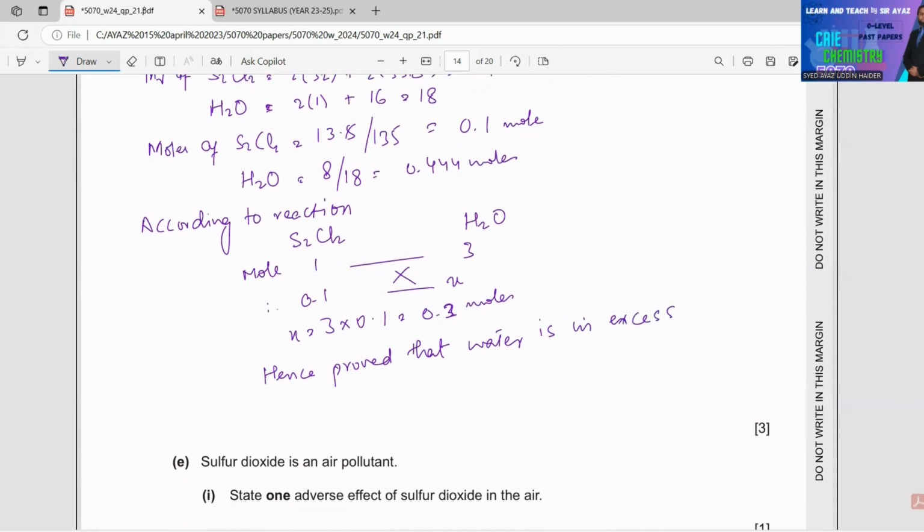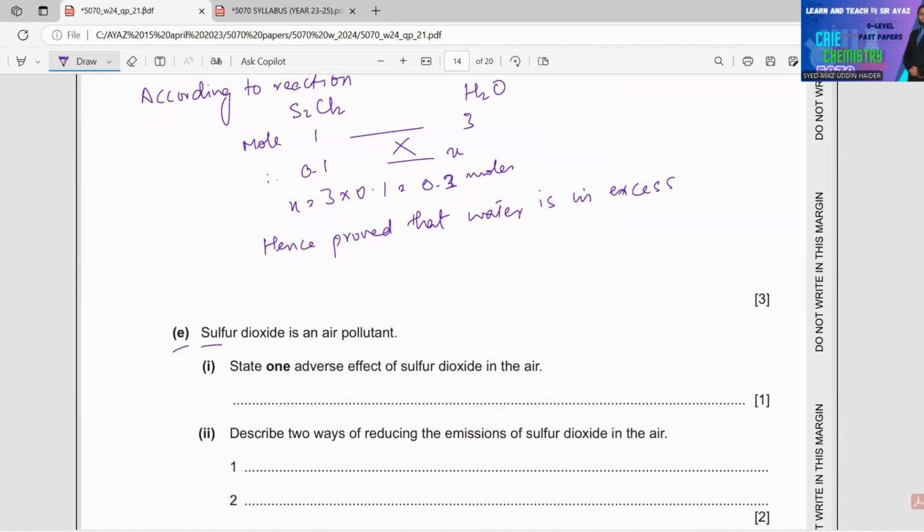Moving to next part, which is E. Sulfur dioxide is an air pollutant. Number one, state one adverse effect of sulfur dioxide in the air. So it's very common. Non-metal oxides are responsible for acid rain. So I will write acid rain.